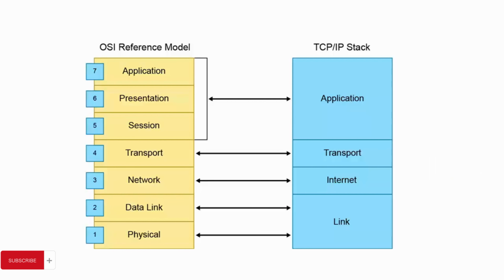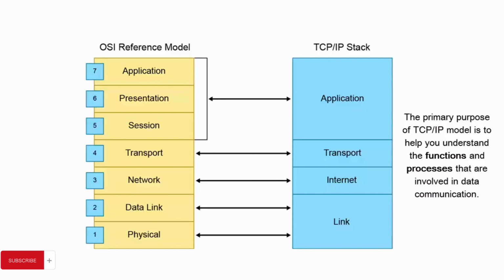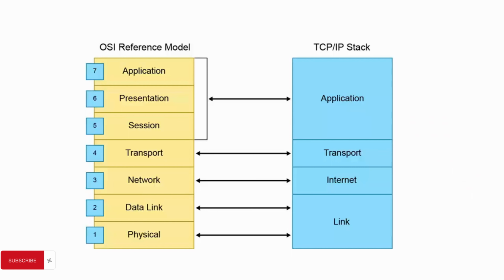It's not intended to be implementation specific or provide sufficient detail to precisely define the services of the network architecture. The primary purpose of this reference model is to help you understand the functions and processes that are involved in data communication. Now let's take a look at the layers, shall we?